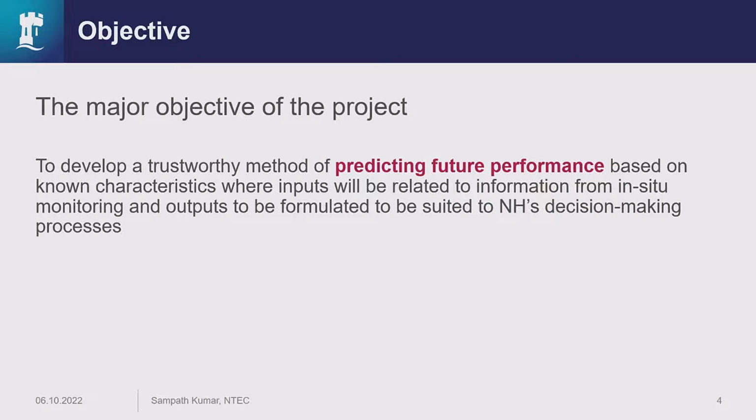So this project has started with the broad objective to develop a trustworthy method of predicting the future performance of concrete pavements. When I say predicting the future, we will have models where the inputs will come from the site, maybe traffic, maybe climatic parameters, and also the existing slab characteristics, the physical characteristics of the pavement. The output will be in a form which should help National Highways in its decision making process for the maintenance of the concrete roads.